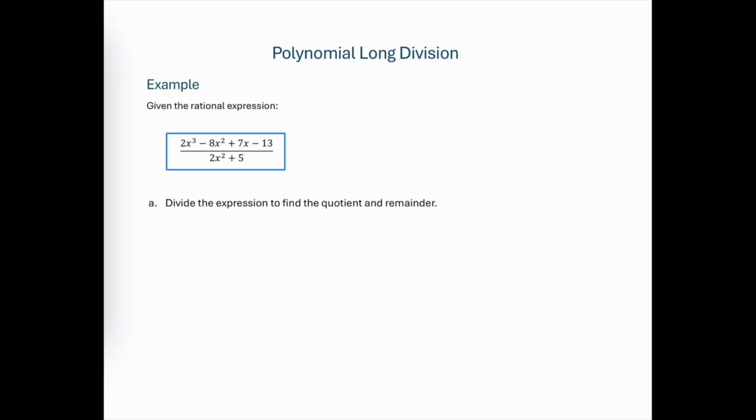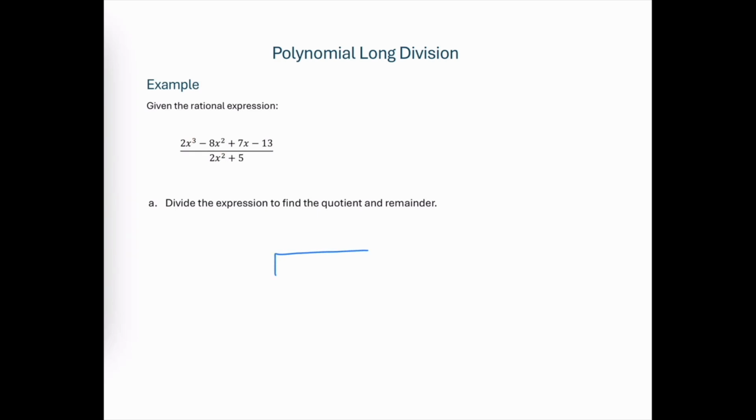Given this rational expression, we're going to divide using polynomial long division to find the quotient and remainder. Let's first notice that this rational expression is considered to be improper because the degree of the top polynomial is greater than the degree of the bottom polynomial. The degree of the top is 3 and the degree of the bottom is 2.